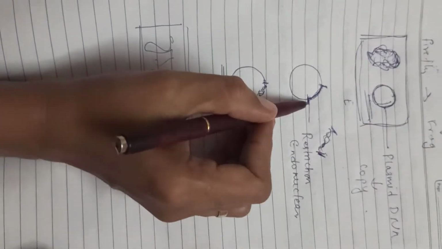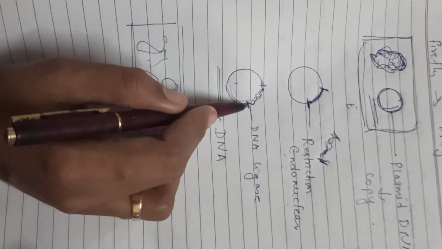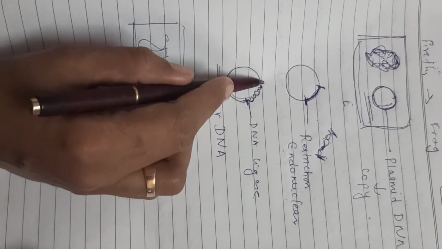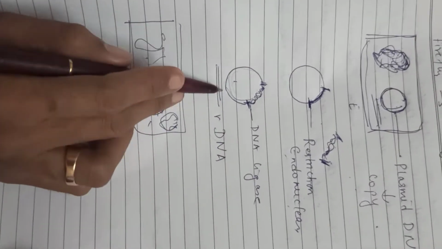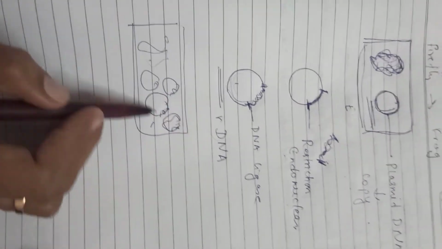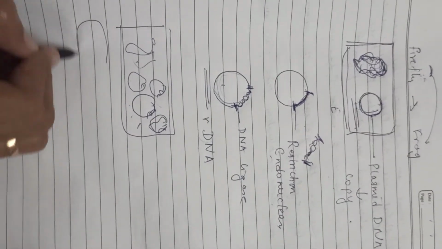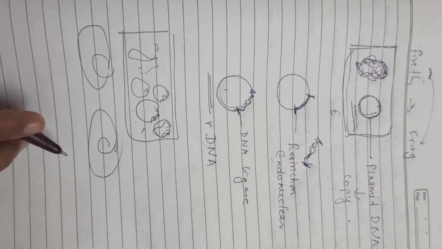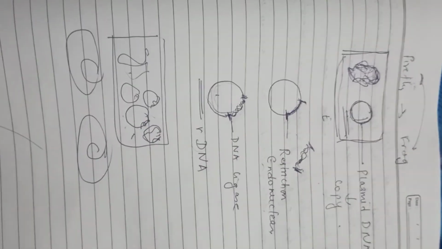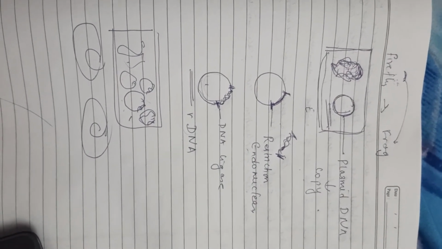So which is the enzyme that is cutting? Restriction endonuclease. Which is the enzyme that is acting as a glue or joining it? That is DNA ligase. So we get our rDNA. This rDNA can be transferred into the host cell and it is capable of multiplying. So multiplication can take place with the help of this plasmid DNA. This is the general way of how a recombinant DNA is formed.